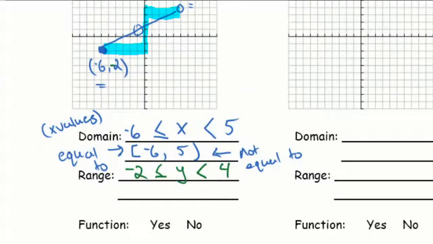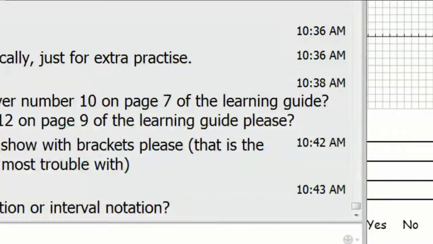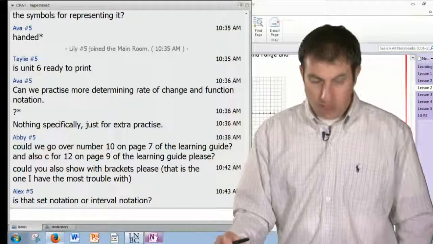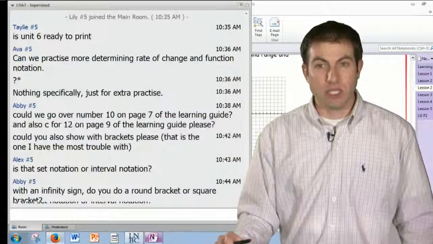And then writing it as we wrote it up above there. So we had -2, comma, and our largest is 4, our round bracket. So this notation only works when you have a continuous line, the second set. Is that set notation or interval notation? I'm thinking the brackets they're calling interval notation.